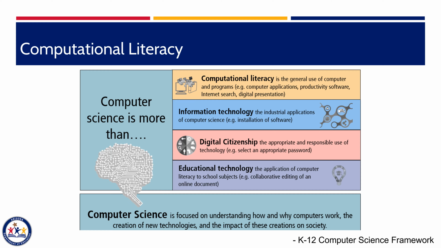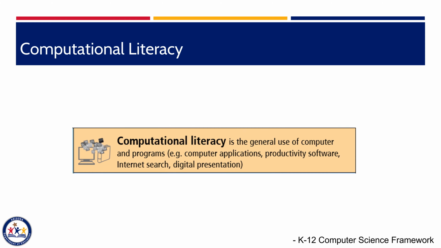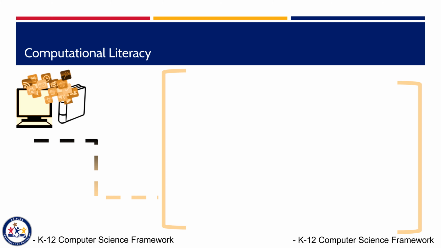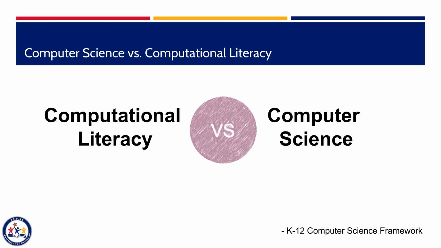Let's take a look at computational literacy, because computer science sometimes overlaps and uses computational literacy, but there are some distinct differences. Computational literacy is the general use of computers and programs. Some examples are computer applications, productivity software, internet search engines, and creating digital presentations for classroom and professional use. Computer science will focus on understanding computer technologies, why they work, and how to create those technologies, whereas computational literacy focuses on one aspect, how to use those technologies. This is one piece of the big picture of computer science, because no matter what discipline you go into, some programming is going to be useful.